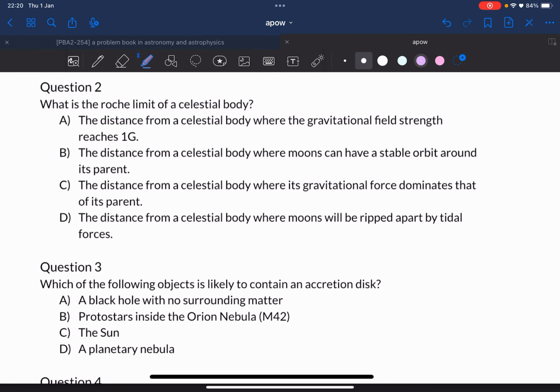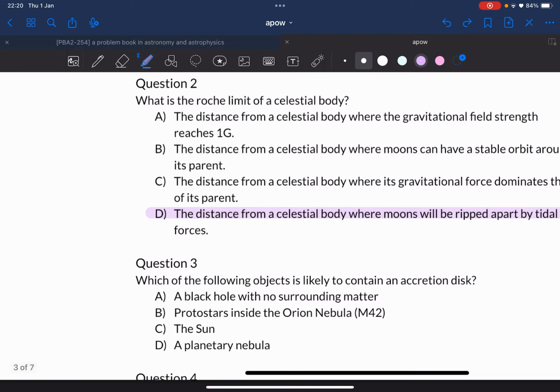And as for question 2, oops, accident. So what's the Roche limit? This one is just a definition question. There's not much to say. The answer is D.